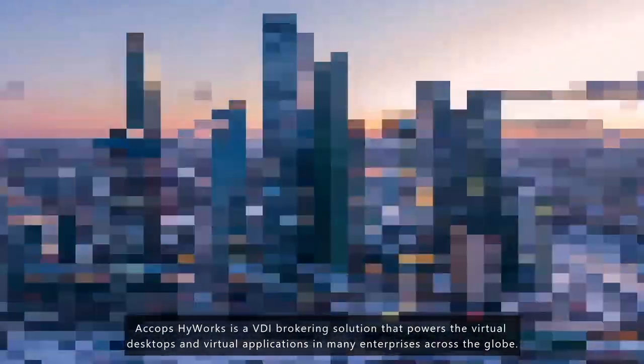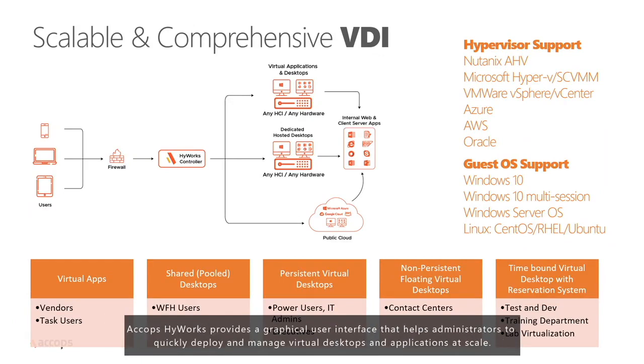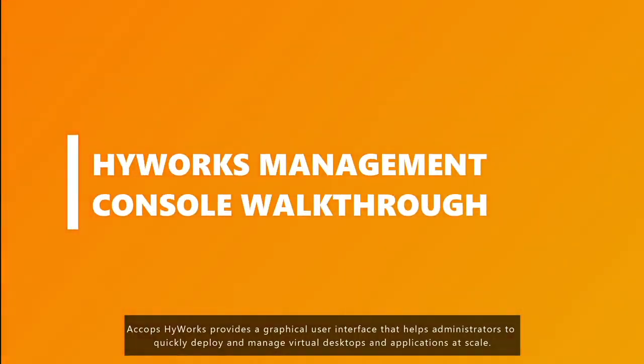Accops HyWorks is a VDI brokering solution that powers the virtual desktops and virtual applications in many enterprises across the globe. Accops HyWorks provides a graphical user interface that helps administrators to quickly deploy and manage virtual desktops and applications at scale.